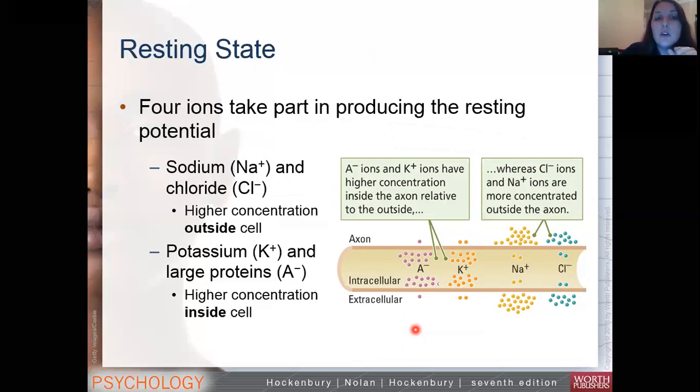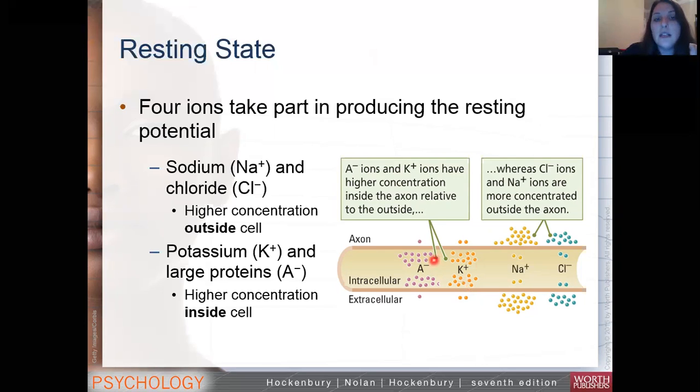Now here you can see that there's not as much sodium and chloride inside the cell. The sodium is represented by the orange, and the chloride is represented by the blue. You can see there's a really high concentration of these positive ions, or cations, and a lower proportion of the negative ions. And inside the cell, we see that we have potassium and large proteins, and we have a much higher concentration of potassium and large proteins inside the cell than outside of the cell.